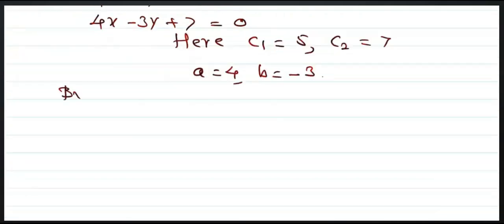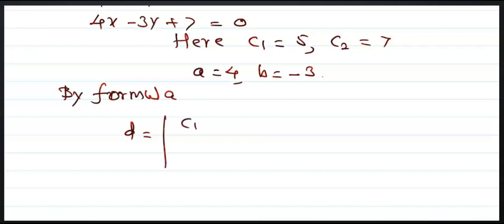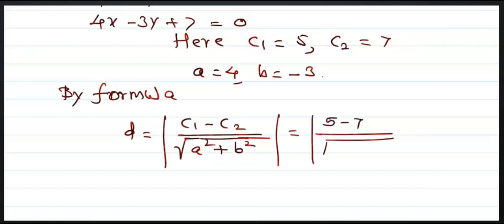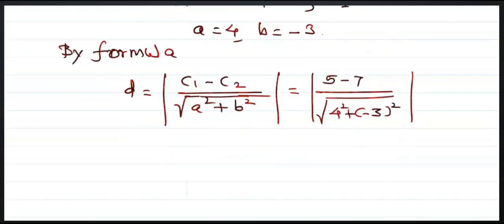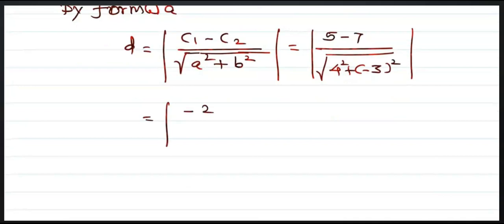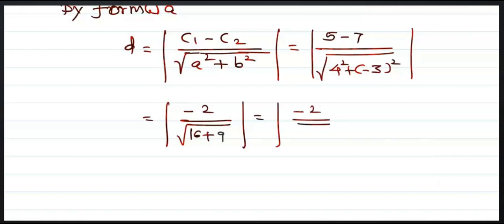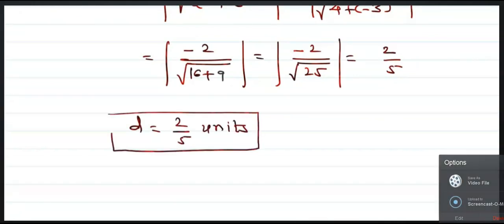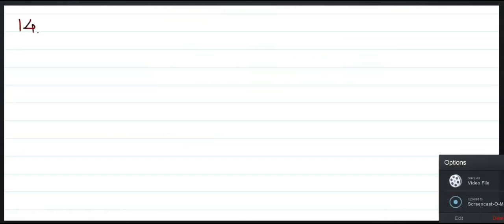Therefore, by the formula, D is equal to mod of C1 minus C2 upon under root of A square plus B square, that is equal to 5 minus 7 upon under root of 4 square plus (minus 3) square, that is equal to minus 2 upon under root of 16 plus 9, that is equal to 2 upon 5. Therefore, this distance is 2 upon 5 unit. This is the distance between the two parallel lines.